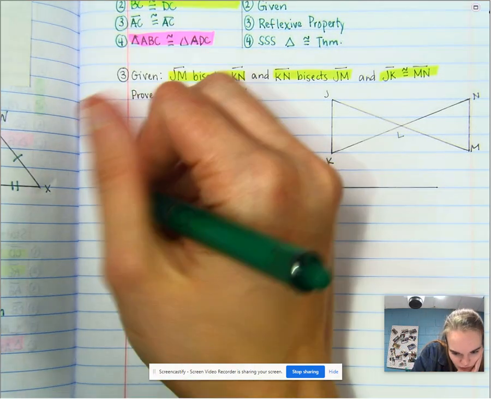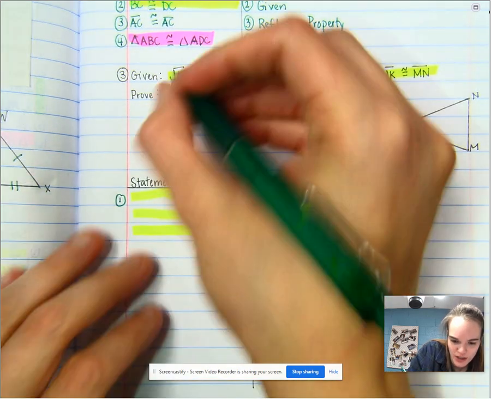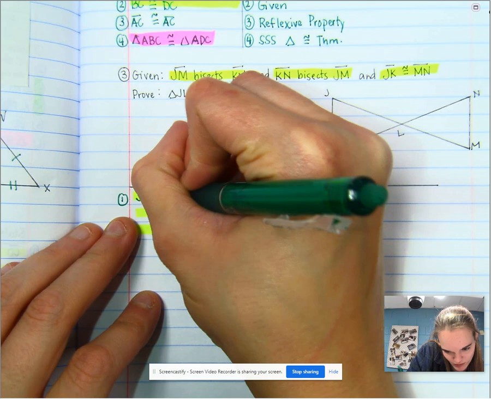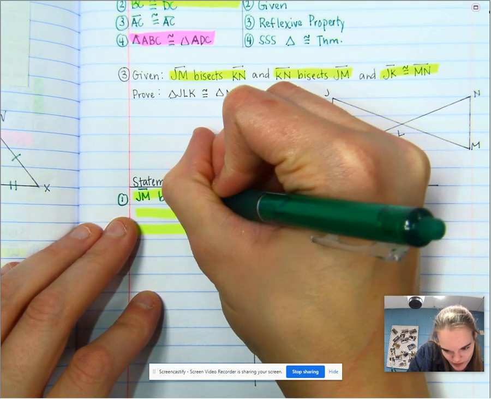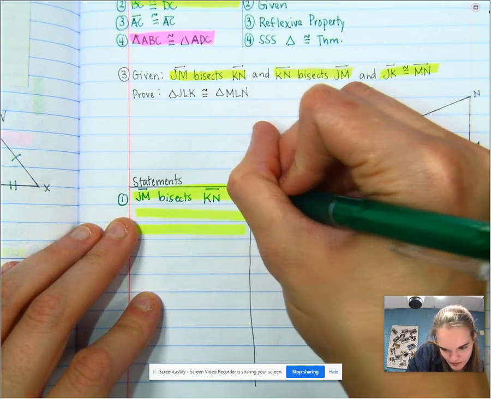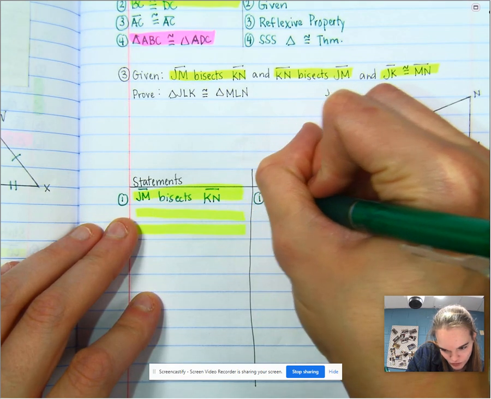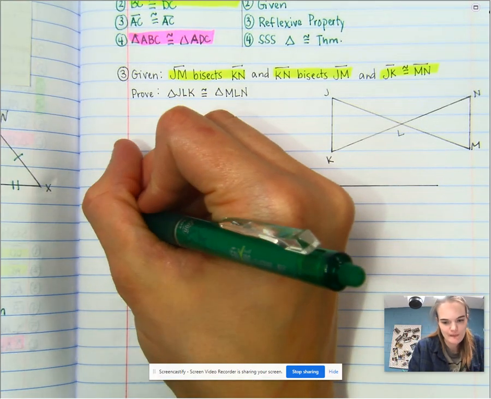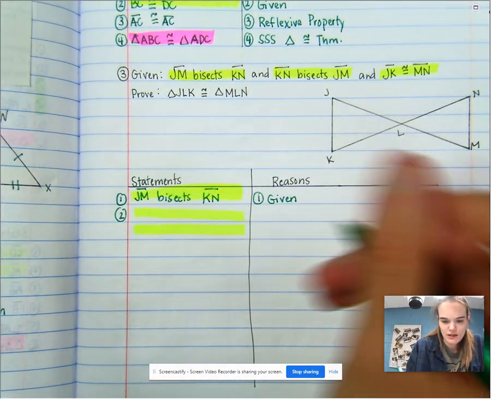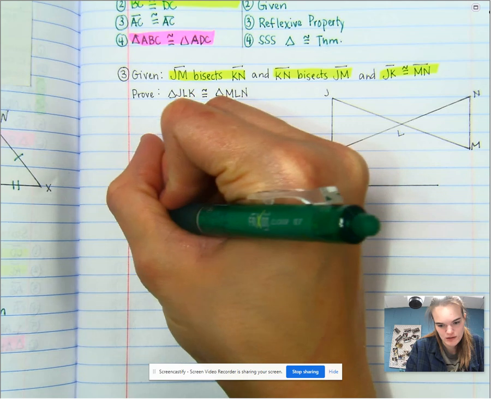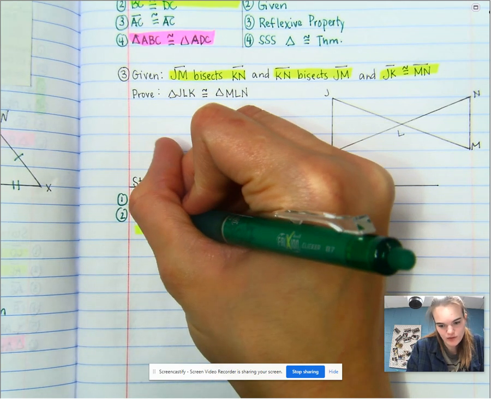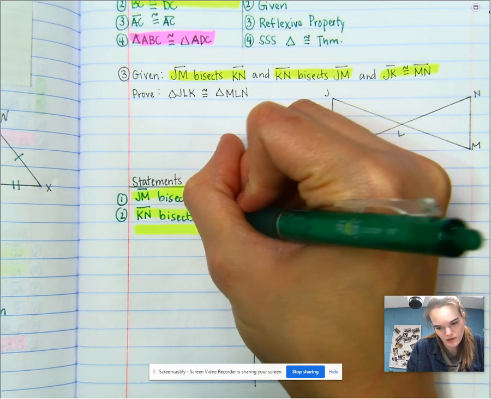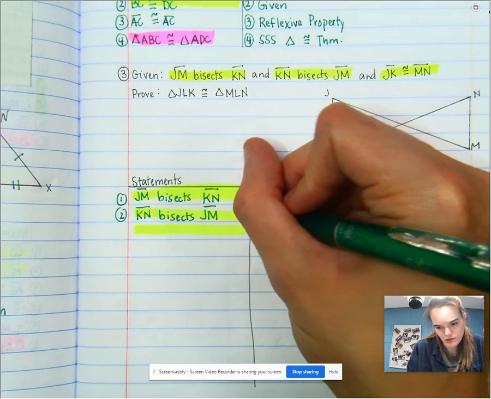So that's where we're starting. Number 1, JM bisects, cuts it in 2 congruent parts, KN. Given. We can't label that on the triangle or diagram just yet because we're not ready for that. Number 2, KN bisects JM, cuts JM in half, 2, given.